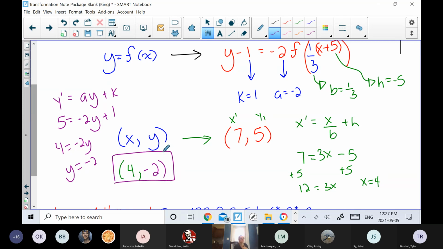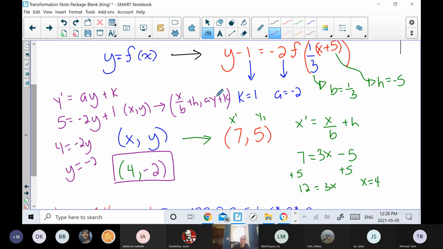This is the original coordinate. And you could double check that if you wanted to, right? How you would check it is, you know that the original coordinate would go to x over b plus h, a times y plus k. So if you took this original coordinate of 4 and said 4 divided by b, 4 divided by a third, that's the same thing as 4 times 3. And then minus 5, so 4 times 3 is 12. And then minus 5 would give you 7. And we would get that answer there.